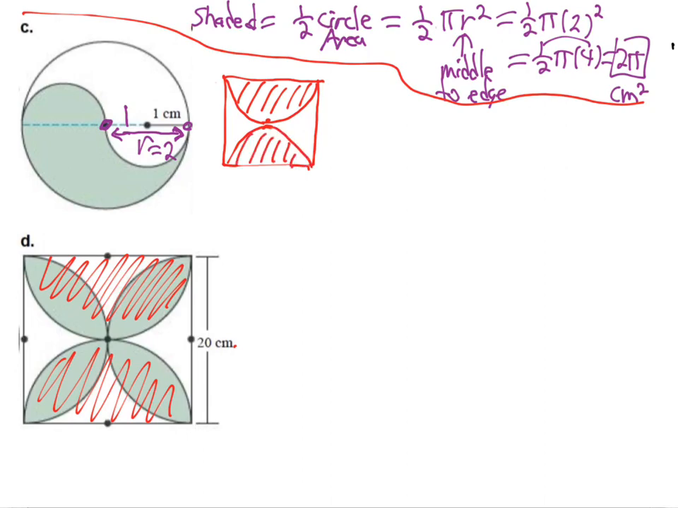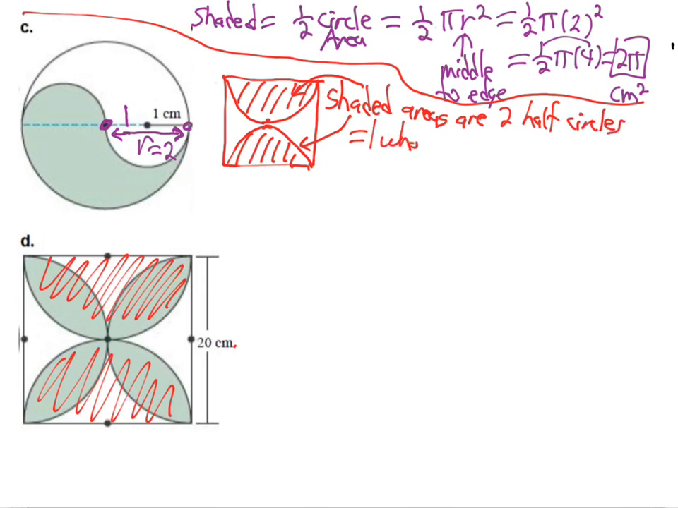So if I fill these in, then we have the shade. I'm going to start by figuring out something different than they want. So the shaded area here, this shaded area and this shaded area. The shaded areas are 2 half circles, which equals 1 whole circle, doesn't it? 2 shaded half circles is 1 whole circle. And what's the area of 1 whole circle? Pi r squared. So, okay, pi r squared.